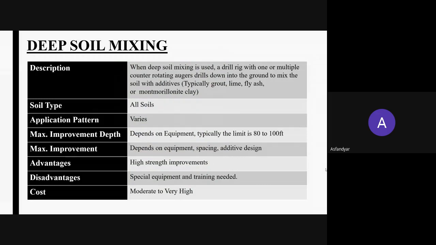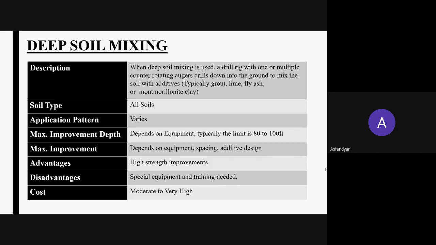Next is the deep soil mixing method. In this method, a drill rig with either one or multiple augers is used to drill into the ground and simultaneously mix additives like grout, lime, or fly ash with soil to increase its strength. It can be used for all types of soils. The application pattern varies; sometimes it is done in a grid pattern, sometimes circular. Also, the maximum improvement depth usually depends on the equipment's reach, which is usually between 80 to 100 feet.